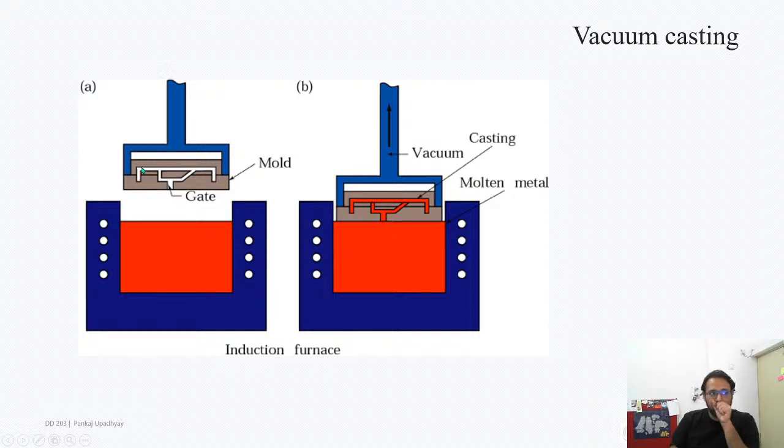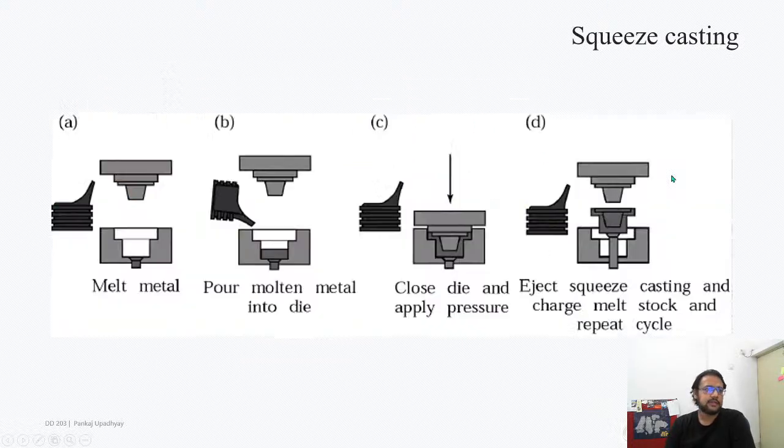The die is connected to this kind of an apparatus where you could create vacuum on one side of it, and the whole thing is lowered into molten material, and the material is basically sucked into the die. So this is called the vacuum casting process.